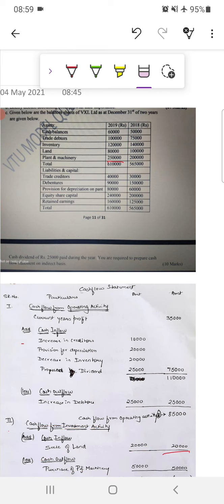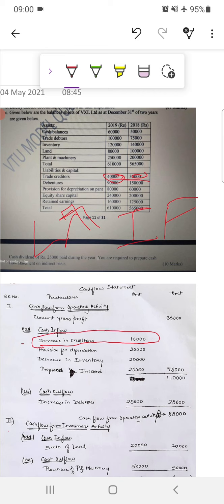Once we are done with the asset side, let's go ahead with the liability side. So under the liability side, the first thing given to us is trade creditors. Now creditors are your current liability. So it has to come under operating activity. What has happened to creditors? It was 30,000. Now your creditors are 40,000. Creditors have increased. That means liabilities have increased. When liability increases, it is an inflow. So you have to consider it in operating activity. Under inflow, increase in creditors 10,000. Why 10,000 again? Because it was 30,000 in the previous year. Now it is 40,000.